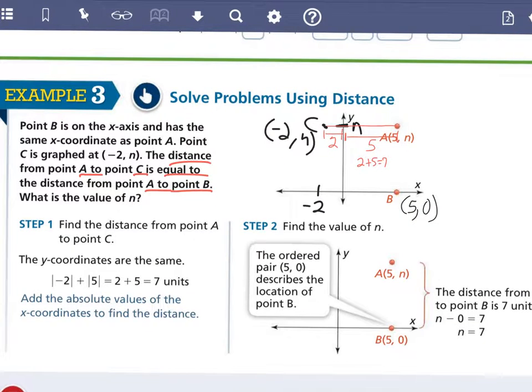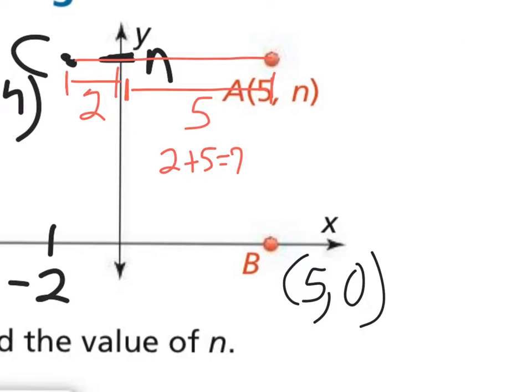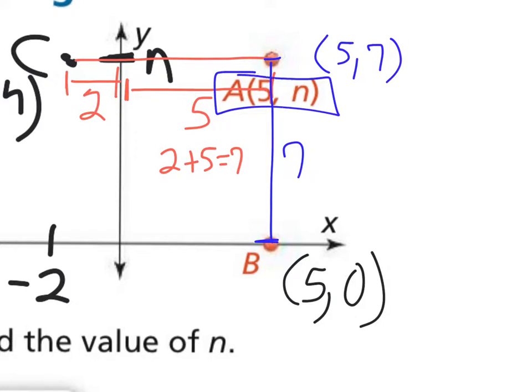So they want us to find the value of n. Well, if our distances are the same, if that distance is 7, that means going from A to B also would be 7. So if this distance is 7, we were at 5, 0. If we're at 5, 0 and we go straight up 7 units, that would take me to the point 5, 7. The coordinates for A, they told me, were 5, n. So that tells me that n must be equal to 7.